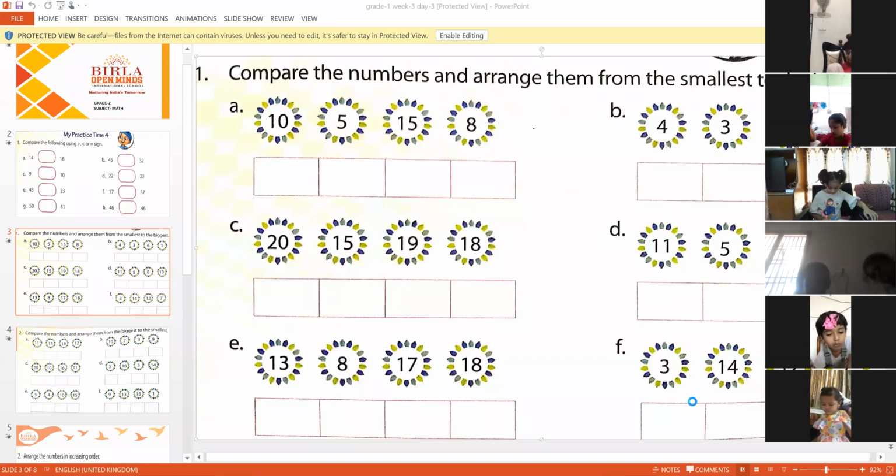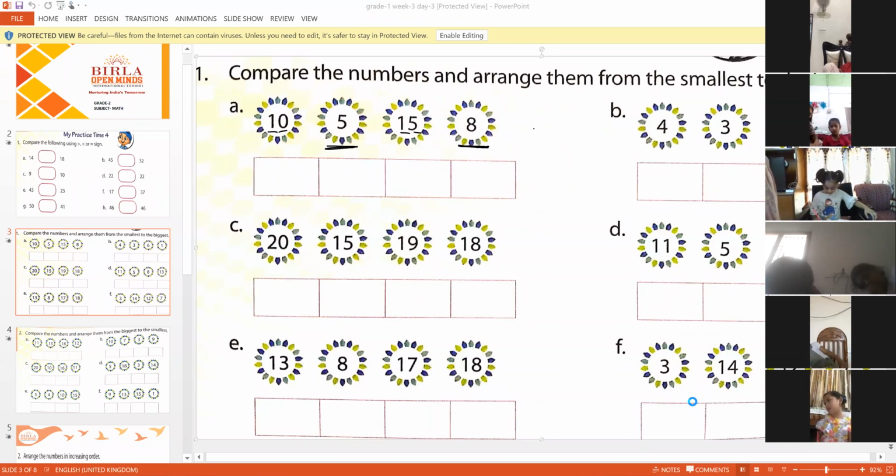See children, remember this thing again. A one digit number is always smaller than a two digit number. So here in 5 and 8 we have only one digit. We all know that you have to arrange the numbers from small to big. So 5 and 8 are smaller than 10 and 15, because in 10 and 15 we have two digits, right?